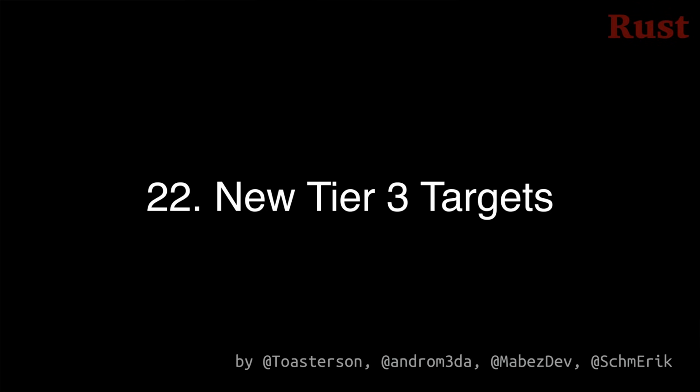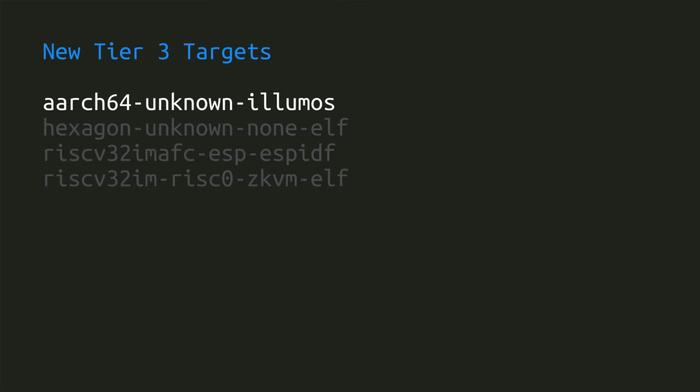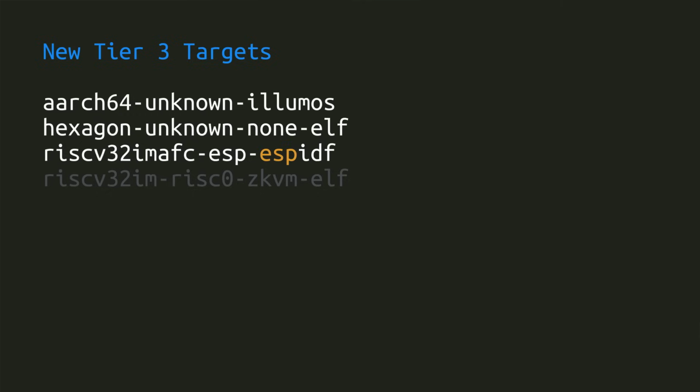Number 22. There are 4 new Tier 3 targets. Let's go over them. First up, we've got Illumos, a derivative of OpenSolaris on ARM64 processors. Then we've got a bare metal target for the 32-bit Hexagon DSP chips, like the Hexagon V73, and then we've got a target for the Espressif Internet of Things development framework on 32-bit RISC-V processors, and finally a target for RISC-Zero's zero-knowledge virtual machine running on 32-bit RISC-V processors.